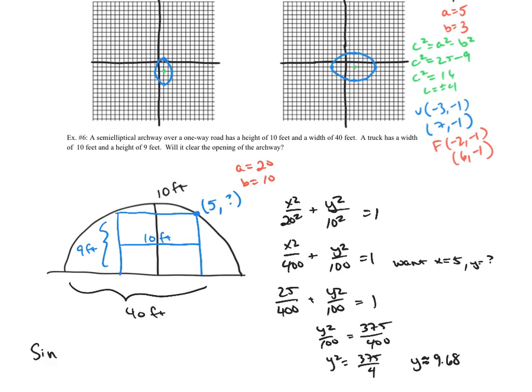So since 9.68 is greater than 9, the truck clears.